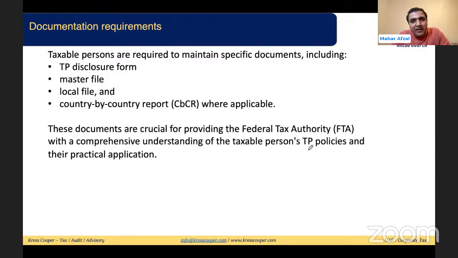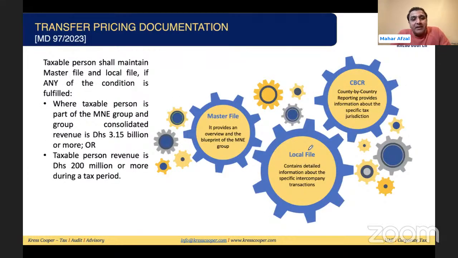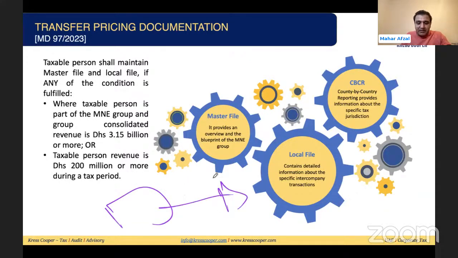There are certain conditions under which taxable persons are required to maintain the CBCR file and conditions under which they are not. We need to look into this specific criteria. The taxable person shall maintain the master file and local file if any of the conditions are fulfilled. One condition is where the taxable person is part of an MNE group, a multinational enterprise group. For example, one entity is in UAE and one entity is in KSA, so the company has become a multinational. If one person is part of the multinational and the overall revenue is 3.15 billion annually, then they need to maintain the master file and the local file as well.